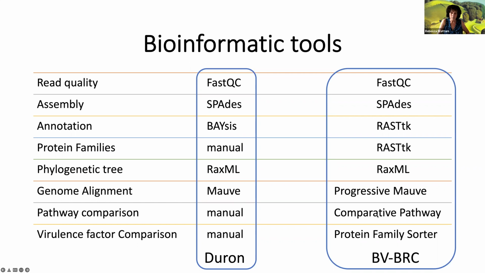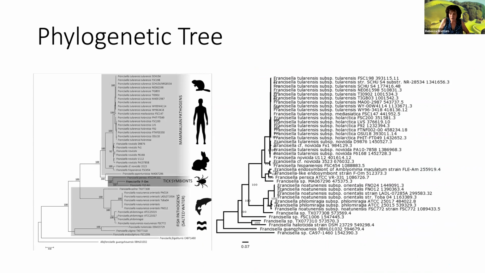We have the comparative pathway tool. And for the virulence factor comparison, they had a manual approach to that. We used the protein family sorter. The phylogenetic trees looked similar.